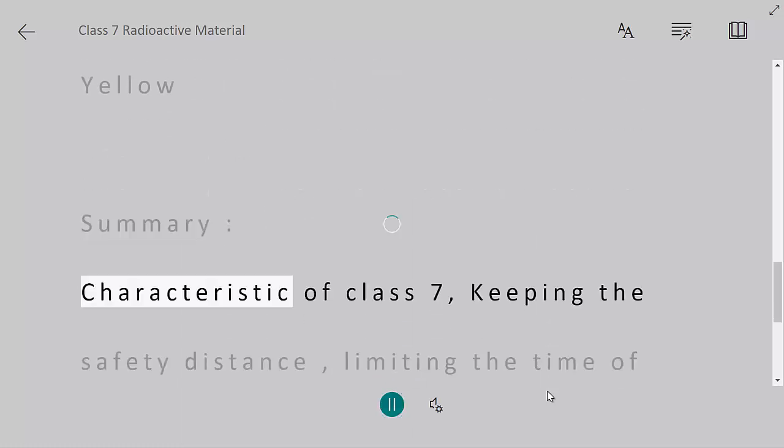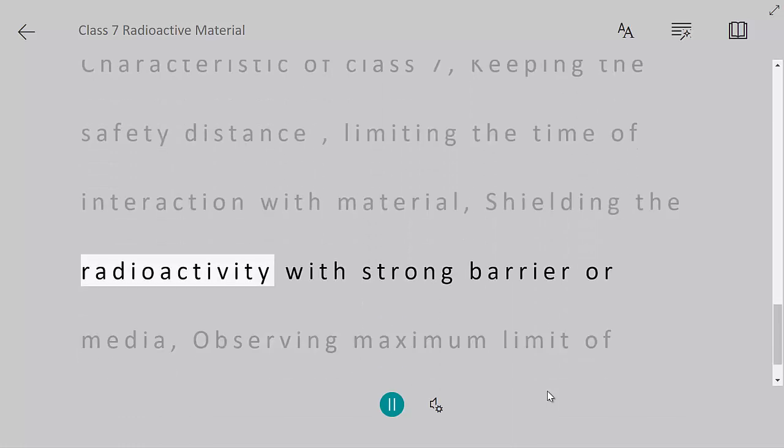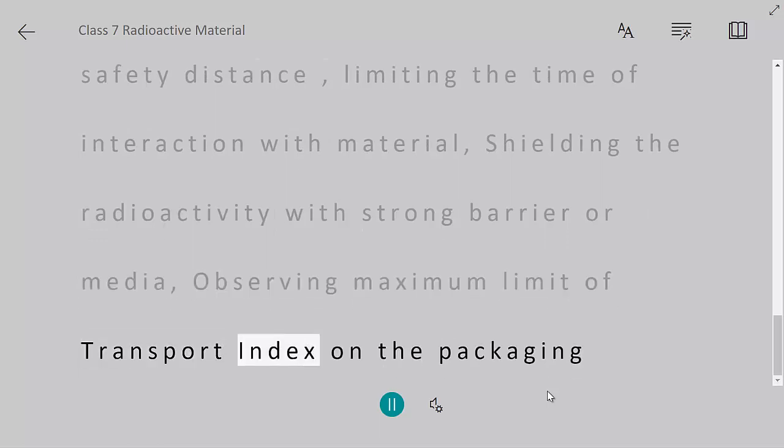Summary. Characteristics of Class 7: keeping the safety distance, limiting the time of interaction with the material, shielding the radioactivity with a strong barrier or media, observing the maximum limit of transport index on the packaging.